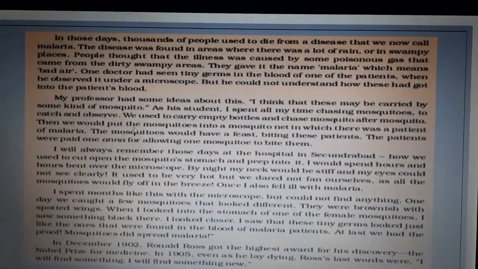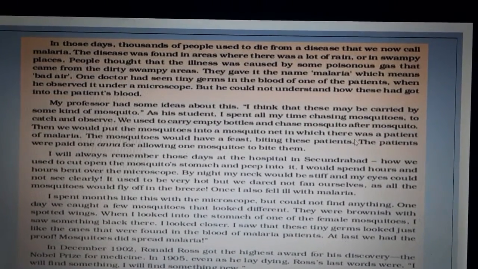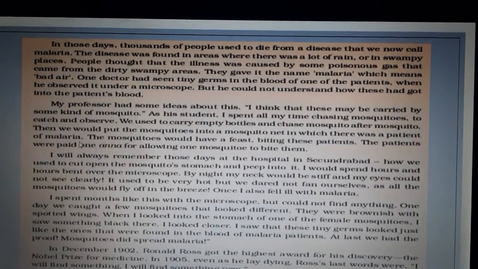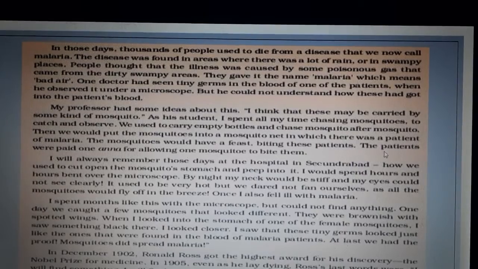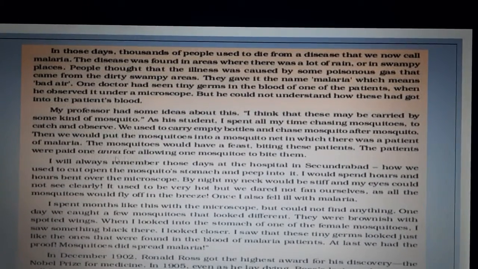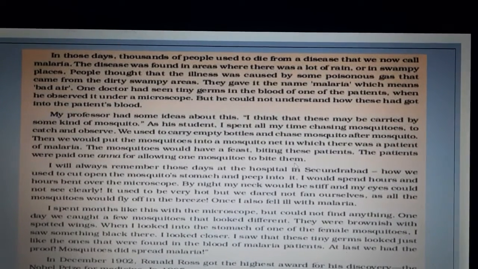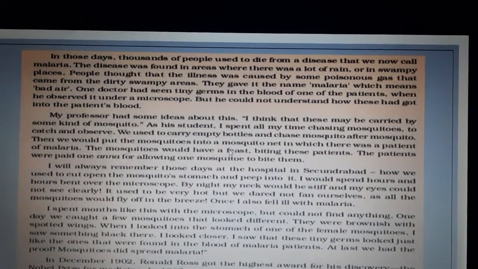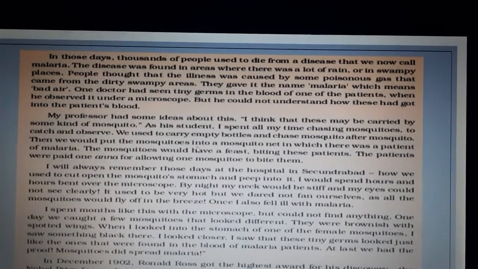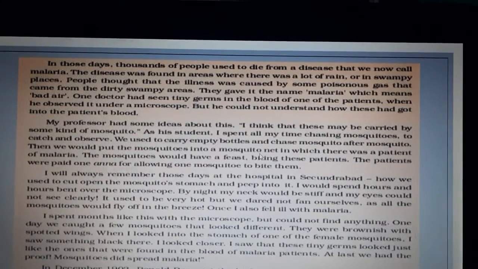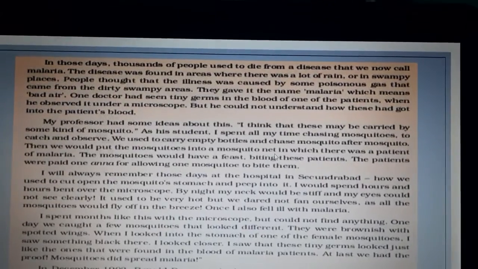Then we would put the mosquitoes into a mosquito net in which there was a patient of malaria. The mosquitoes would have a feast biting these patients. The patients were paid 1 anna for allowing one mosquito to bite them. So this is how the study for understanding malaria was done. The scientists used to catch mosquitoes and then put them into the mosquito net where a patient was lying down.